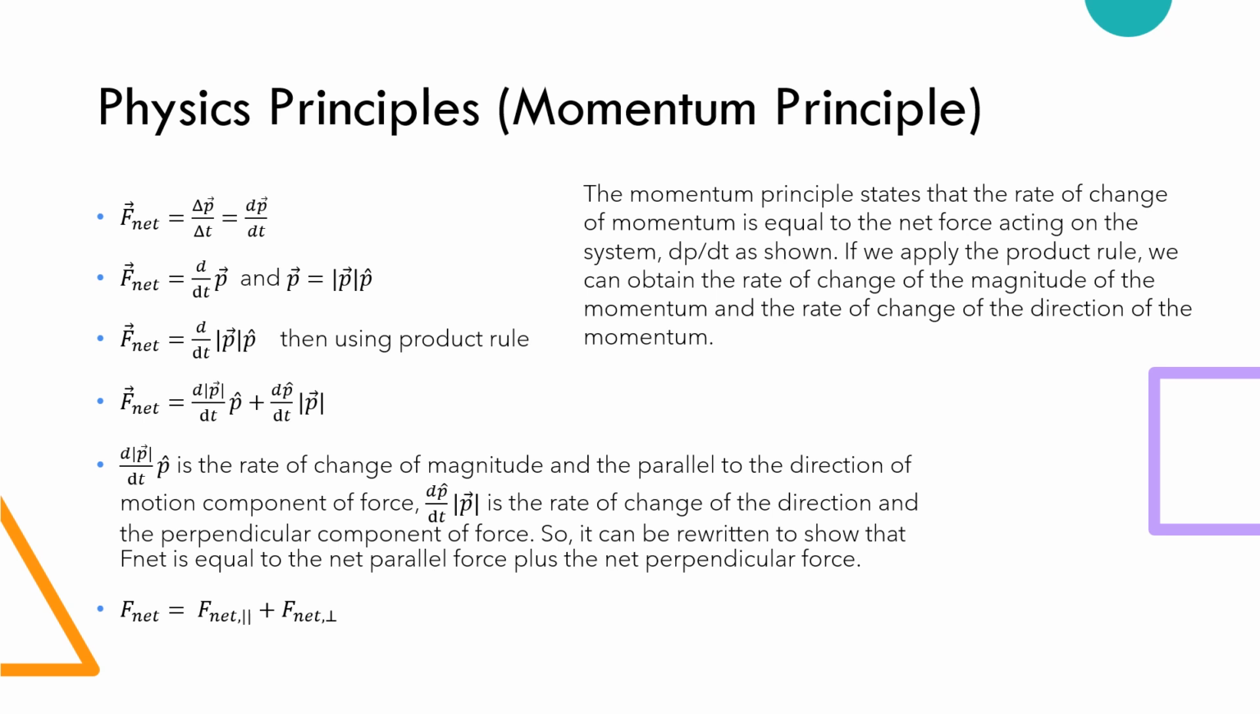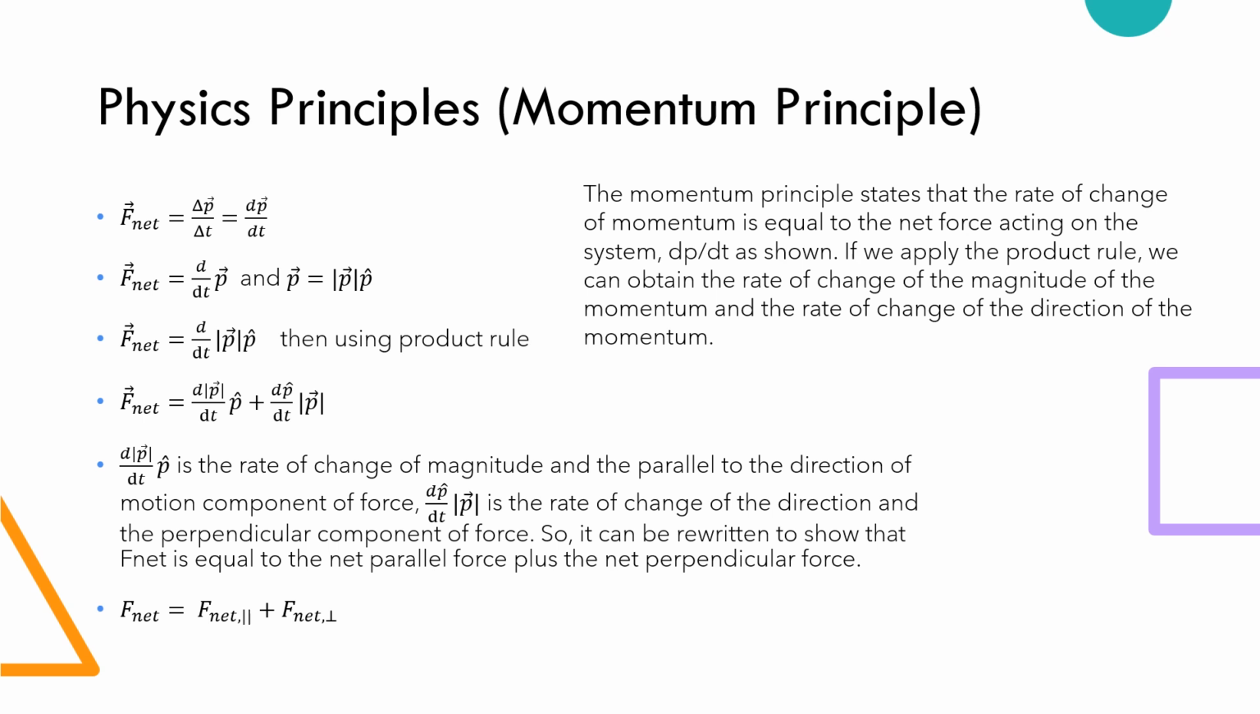If we apply the product rule, we can obtain the rate of change of the magnitude of the momentum and the rate of change of the direction of the momentum. d|p|/dt times p hat is the rate of change of the magnitude and the component of force parallel to the direction of motion. dp hat/dt times |p| is the rate of change of the direction and the perpendicular component of force. So it can be rewritten to show that F net is equal to the net parallel force plus the net perpendicular force, as shown.